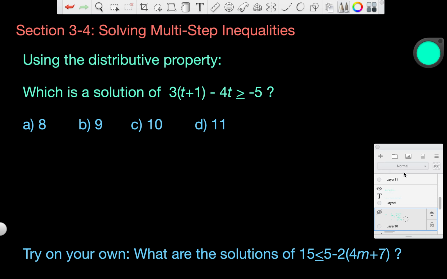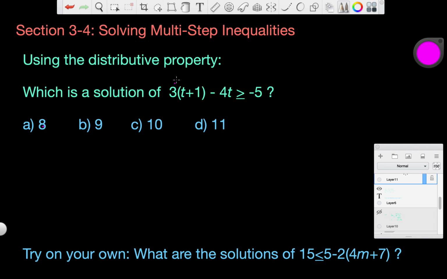Okay, so sometimes we will encounter the distributive property, and that's what we're going to do right now. So this question says, which is a solution of 3 times t plus 1 minus 4t is greater than or equal to negative 5. So what I want to do, instead of plugging in each value, we're just going to solve for t and then figure out which one of these answers satisfies that inequality at the end, okay?